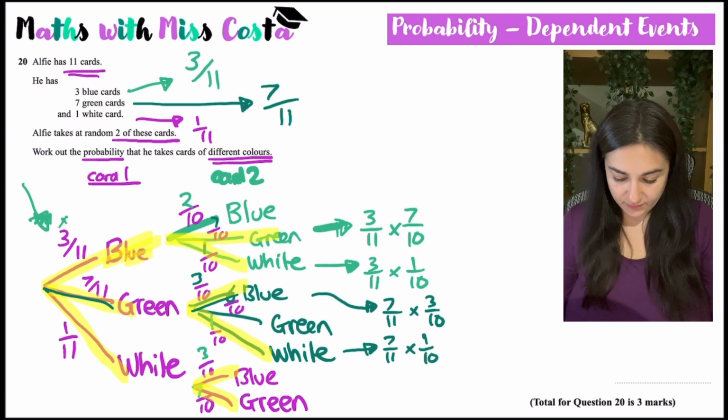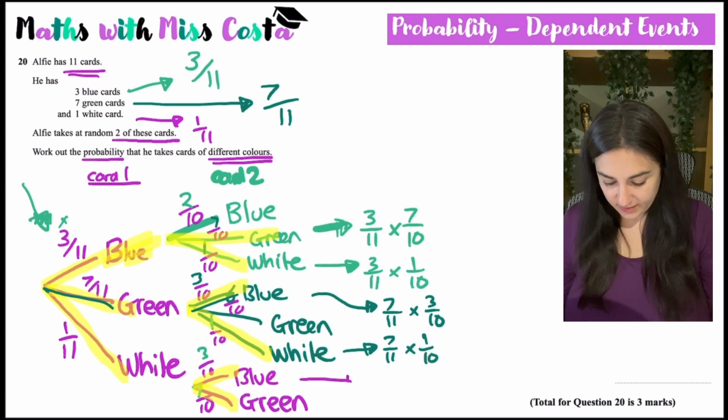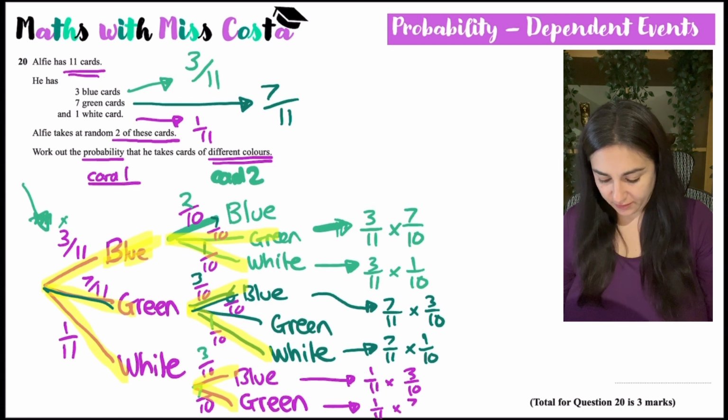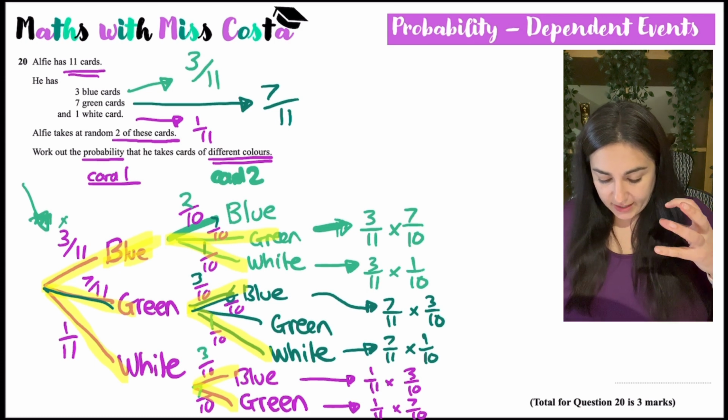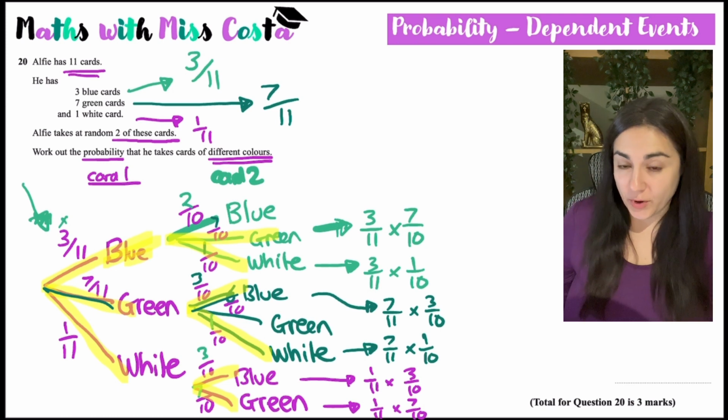And then over here, it would be 1 over 11 times by 3 over 10. And finally, 1 over 11 times by, is that 7? 7 over 10. Okay, so those are your probabilities. We need to work them out.